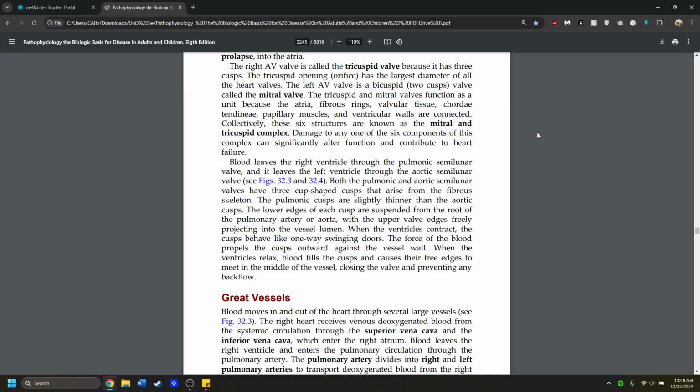lumen. When the ventricles contract, the cusps behave like one-way swinging doors. The force of the blood propels the cusps outward against the vessel wall. When the ventricles relax, blood fills the cusps and causes the free edges to meet in the middle of the vessel, closing the valve and preventing any backflow.